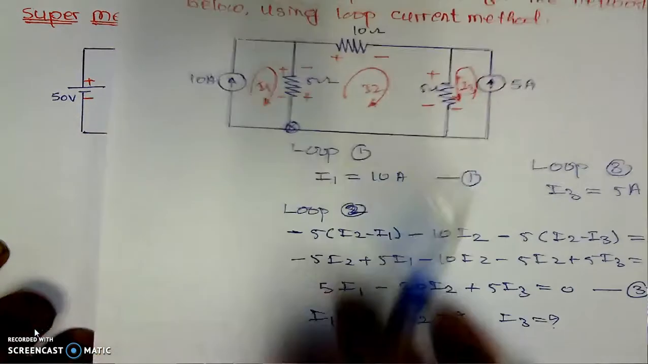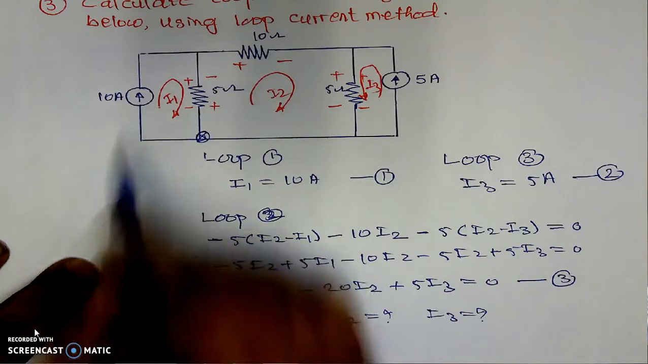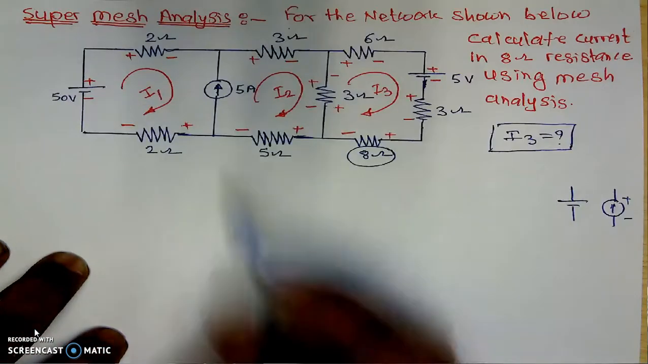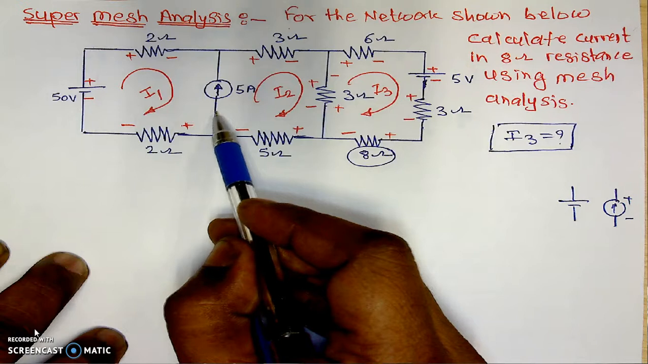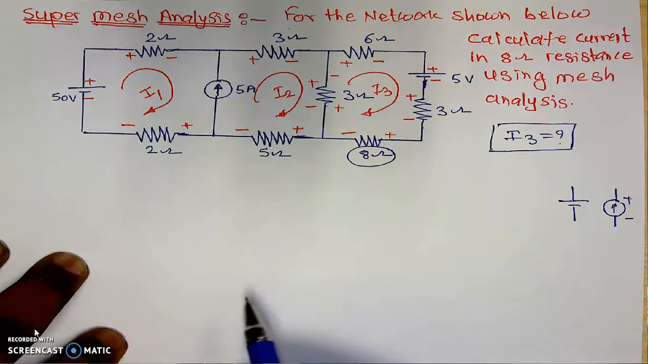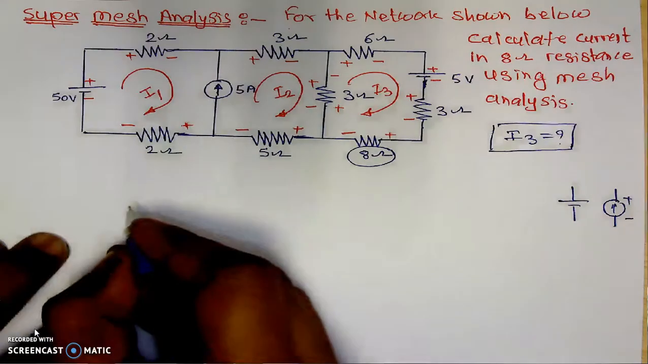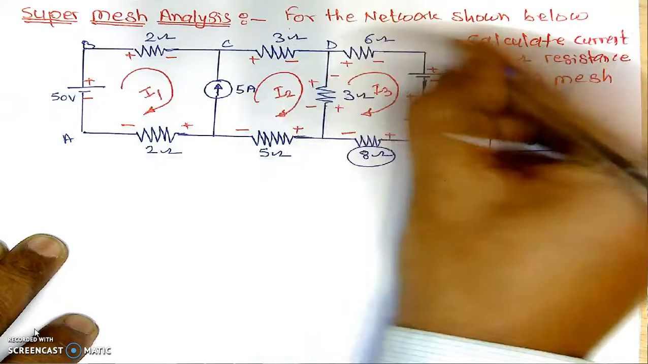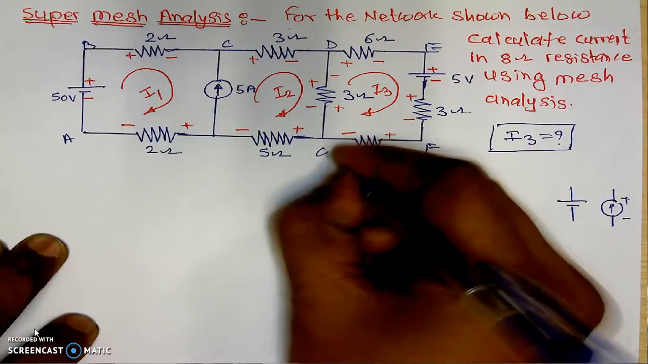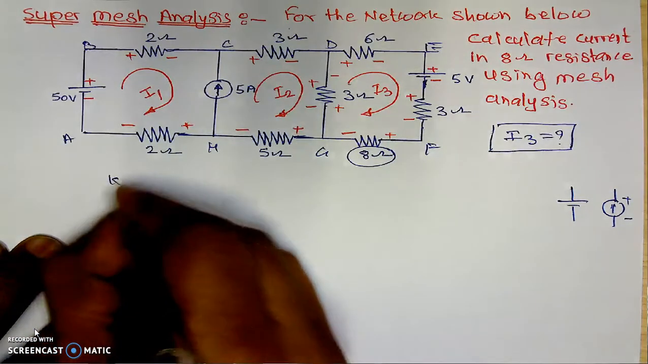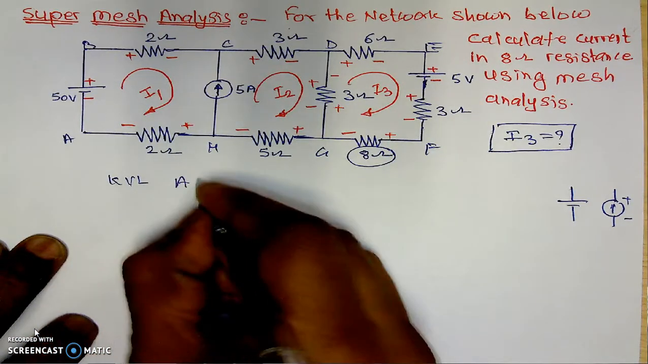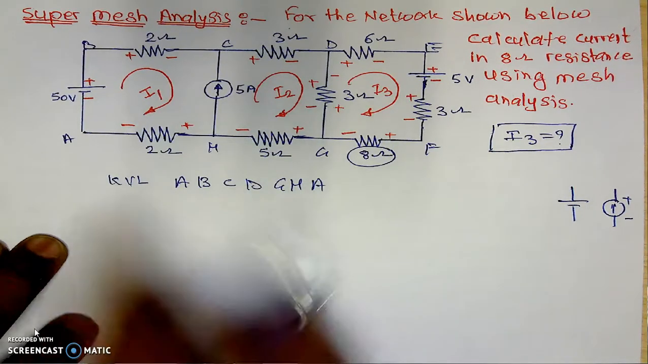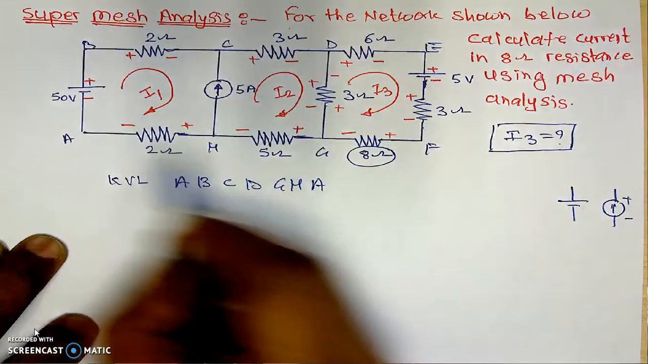In the previous example we had a similar case. Here the current source is there, but it is in the outermost loop. Whenever the current source is in the inner branch or in the common branch, in that case we have to use this concept of super mesh analysis. Now first I will name the points of this figure: A, B, C, D, E, F, G, and H. Now I will apply the KVL to the super mesh, that is A, B, C, D, G, H, and A. We take this as the super mesh and prepare the first equation.